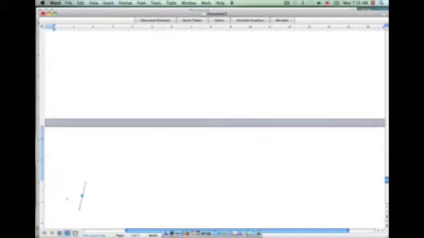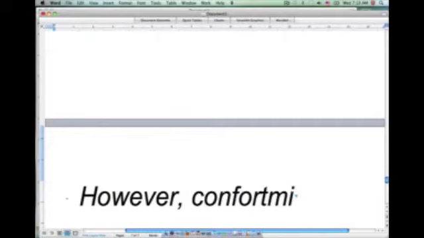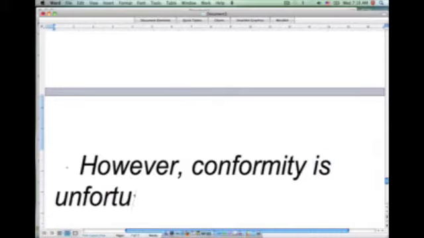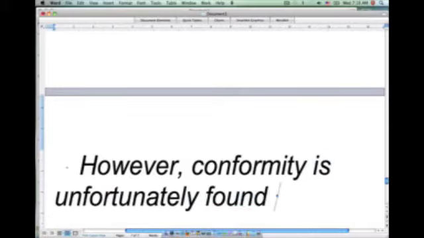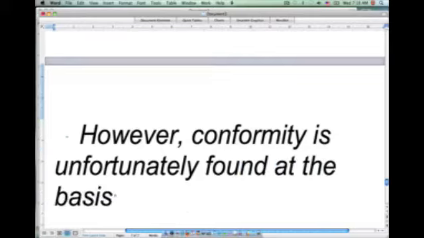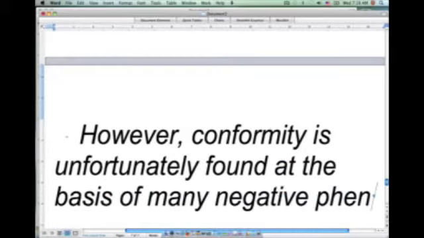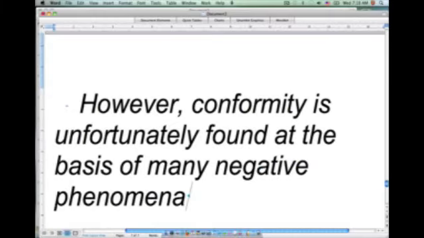So we'll use a phrase like however to show that we're going to the other side of the argument. Conformity is unfortunately found at the basis of many negative phenomena as well.